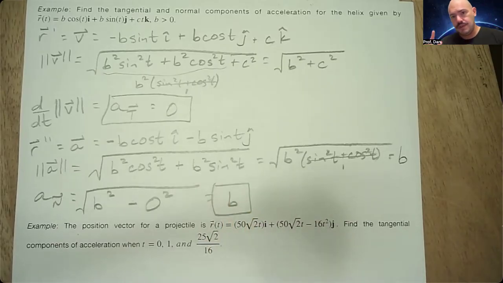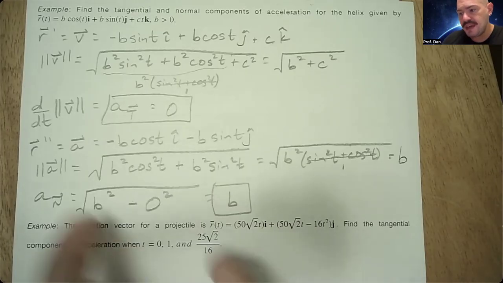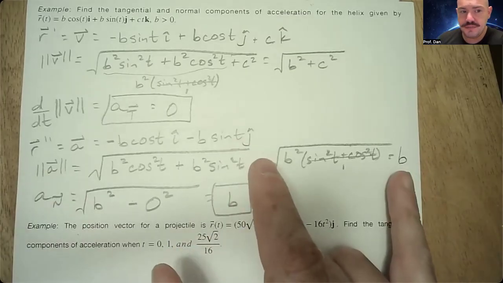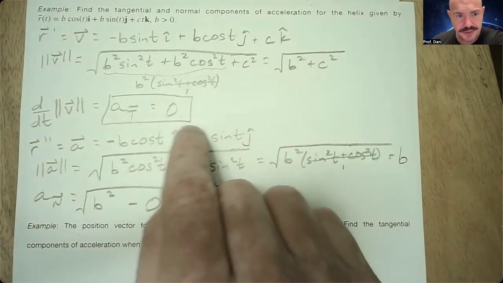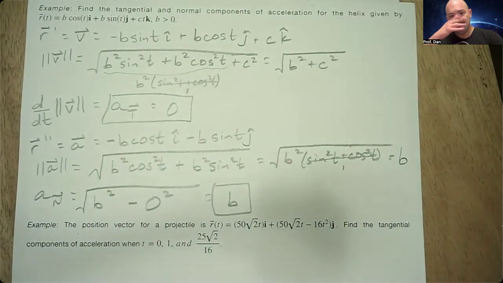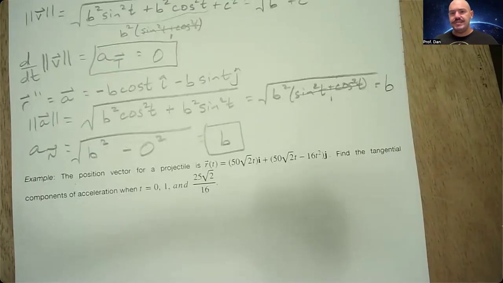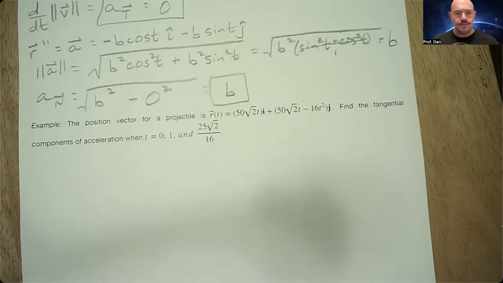And if you think about it, if the tangential acceleration is 0, that means that all of the acceleration is occurring in the normal direction. So in this case, the magnitude of the acceleration is equivalent to the normal component because there is no tangential acceleration. Pretty cool stuff. Which is one reason why helices are so cool.